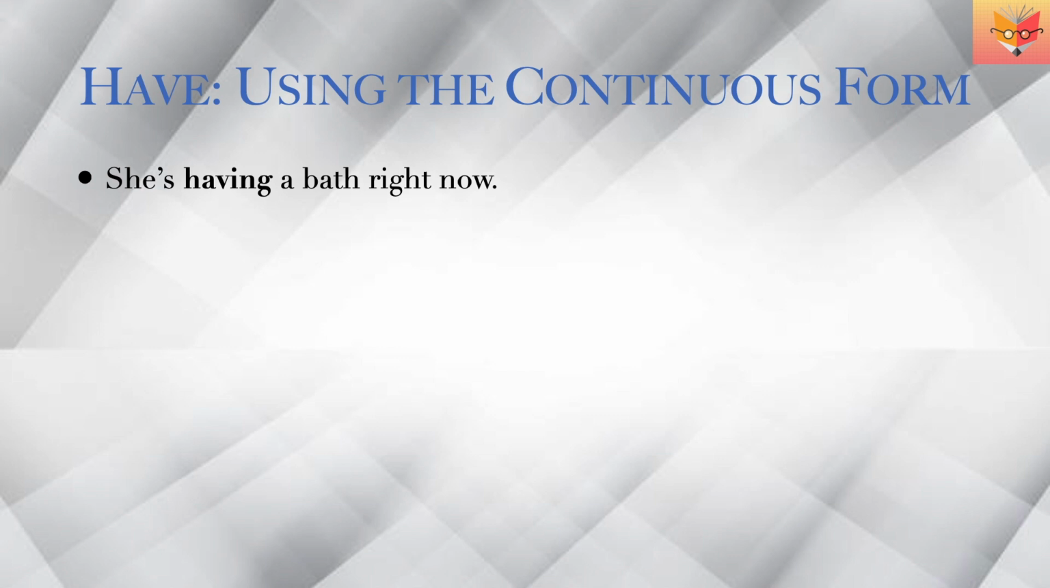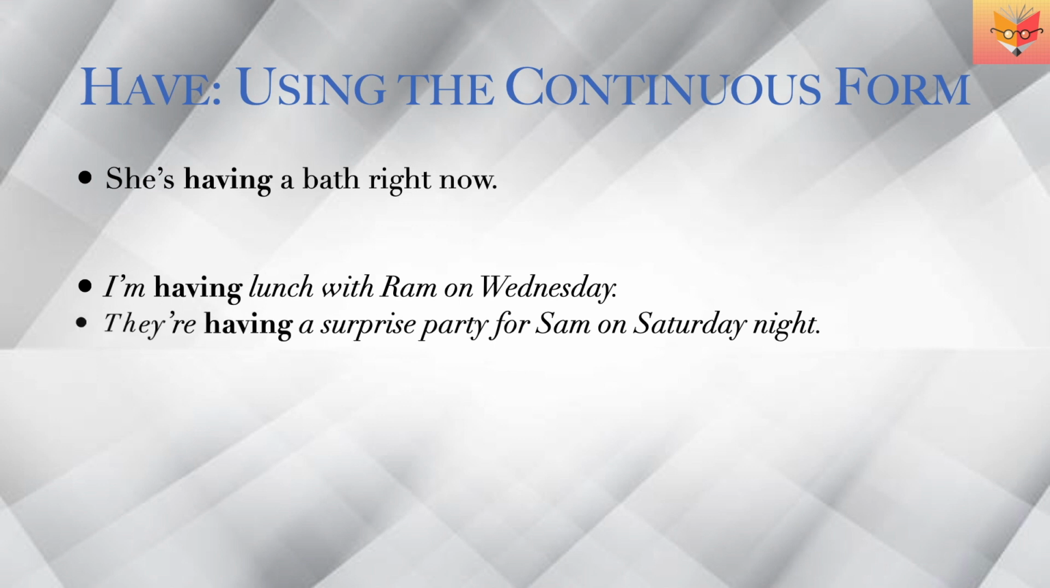We use the continuous form to talk about an activity that is planned for a future time. For example, I am having lunch with Ram on Wednesday. They are having a surprise party for Sam on Saturday night. She is having a baby in June.